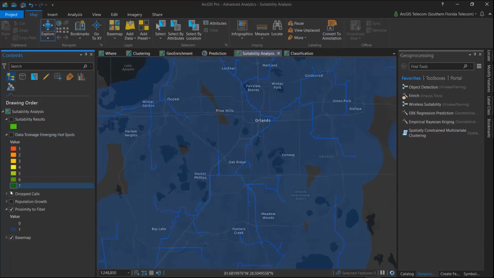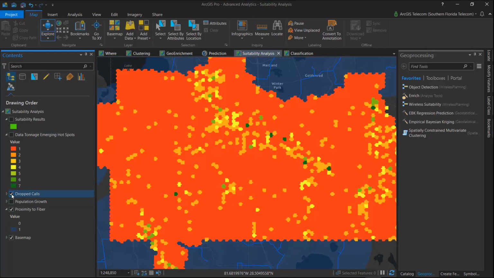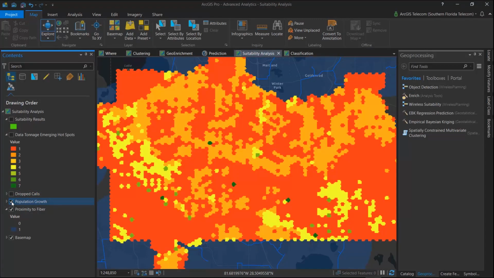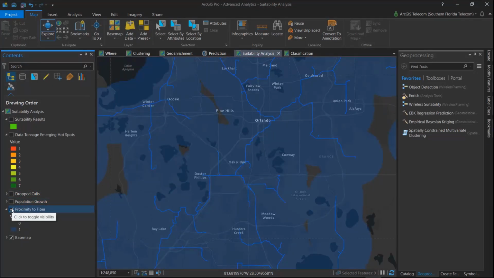We have done similar rankings with our dropped call analysis, as well as our population growth analysis. And the last factor that we want to include into our suitability analysis is proximity to existing fiber. So where we put our new access point, we want to ensure that it's not too far away from our existing network, which means it would cost way too much for us to fiber backhaul.